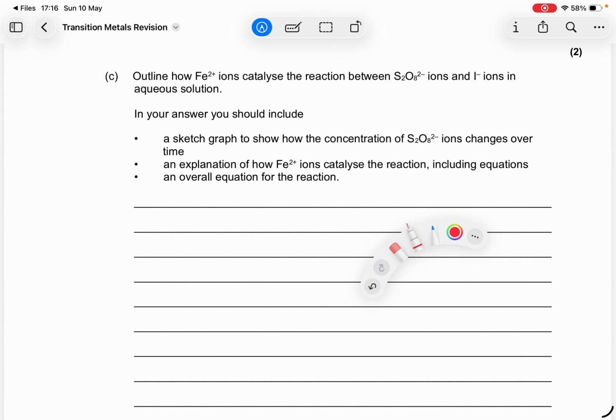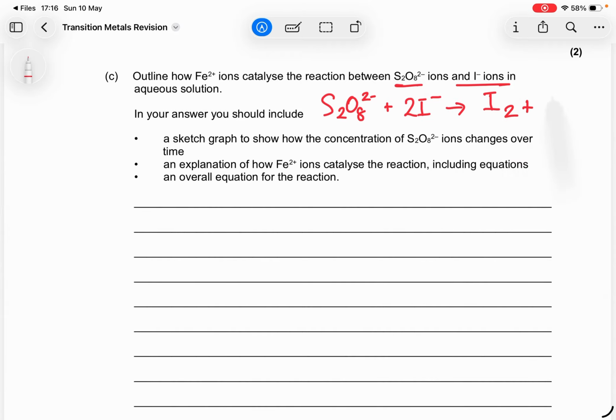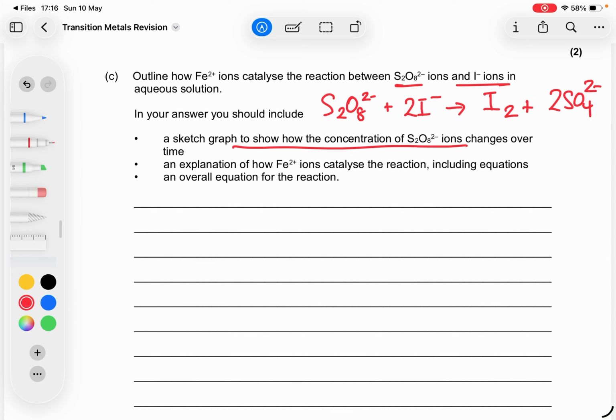Again, let's look at the 6 marker. Outline how Fe2 plus catalyzes the reaction between these two. Now, firstly, it's again a reaction you've got to know. You've got to memorize this reaction. So I'm going to write this reaction here. S2O8 2 minus reacts with 2I minus, forms I2 plus 2SO4 2 minus. So this is the bit you've got to memorize, otherwise you are not going to be able to answer this question. Sketch a graph of how the concentration changes over time of persulfate.